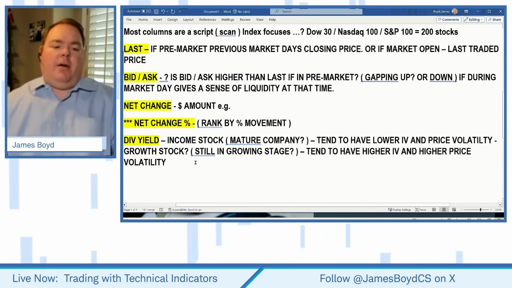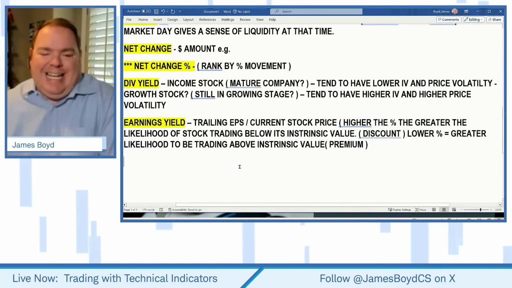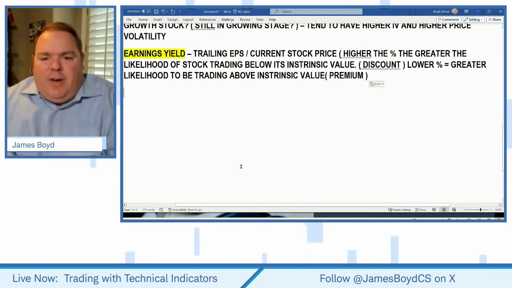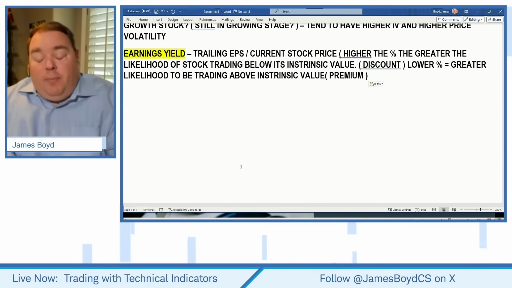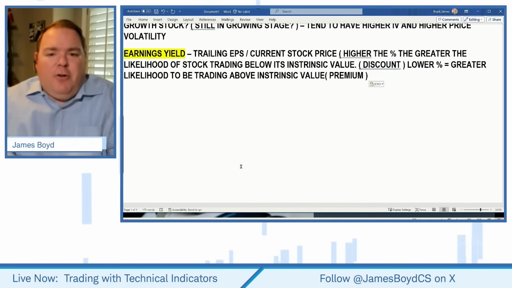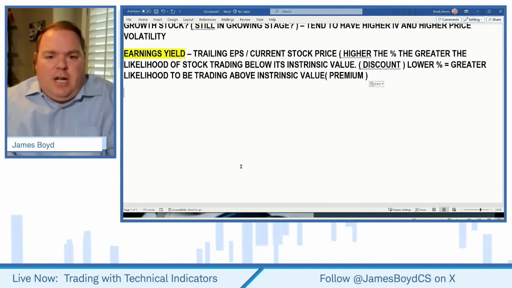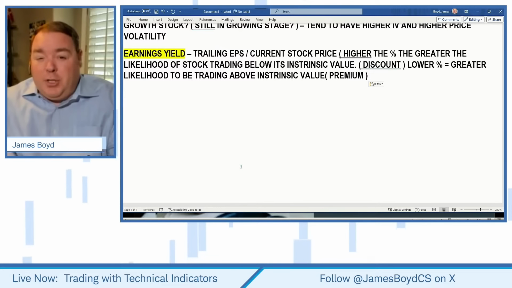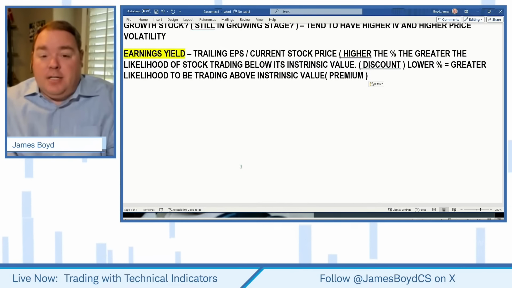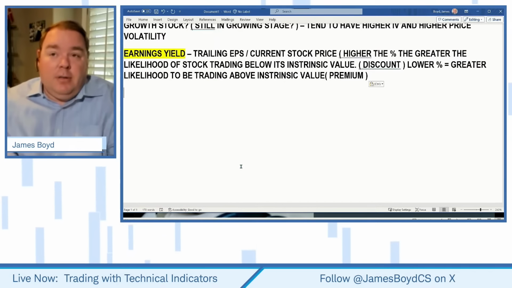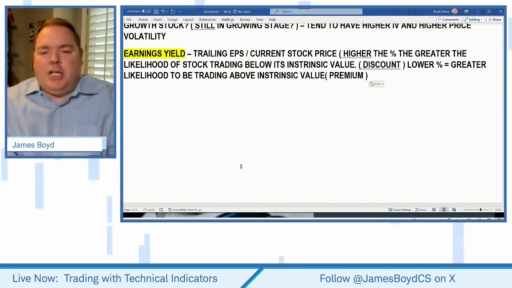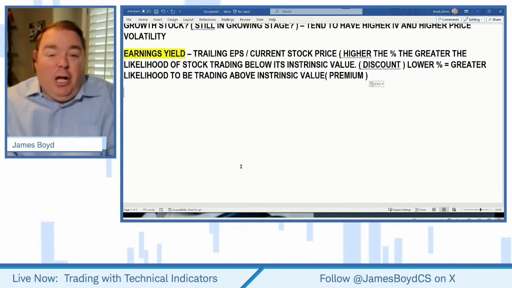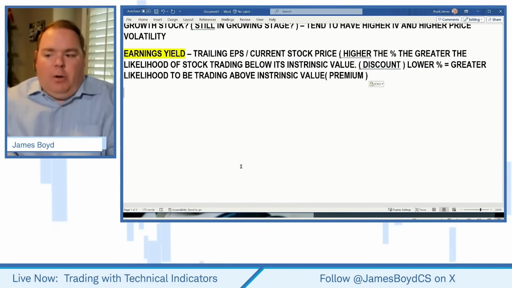Now, the biggest thing is, I'll just kind of say this, going line by line here with earnings yield. Why do we care about earnings yield? Well, if you follow us in the fundamental class, you know that when we talk about earnings yield, that's the trailing EPS divided by the current stock price. Who cares? Well, people that look at fundamentals care. The higher the percentage is, it probably means that the current stock price is trading below its intrinsic value, which means it could be trading at a discount. If that percentage was low, that probably tells us the stock price is trading above its intrinsic value and it's trading at a premium. And some investors like to buy things when it might be potentially on sale, and that's why we like to have that column right there.